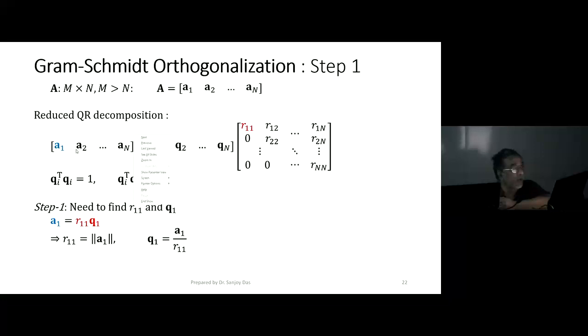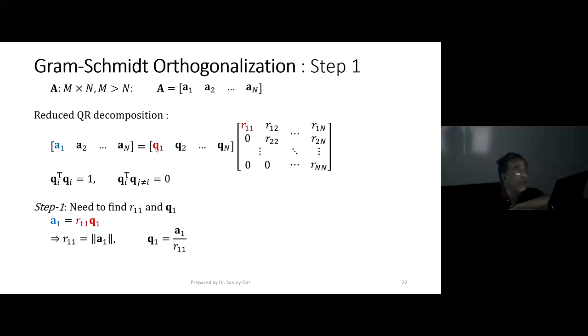In iteration number k, we'll be looking at the kth column of A. Actually, here we'll be needing Q1, Q2, all the way until Qk minus 1, and here we'll be trying to get the kth column. So this is what we have in the first step.